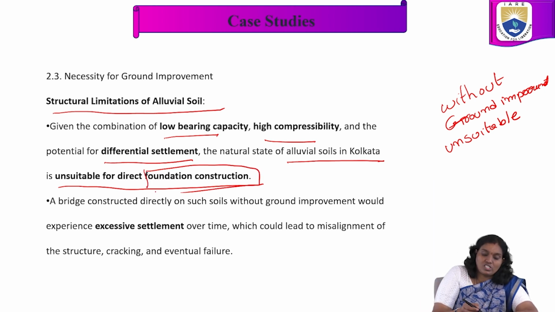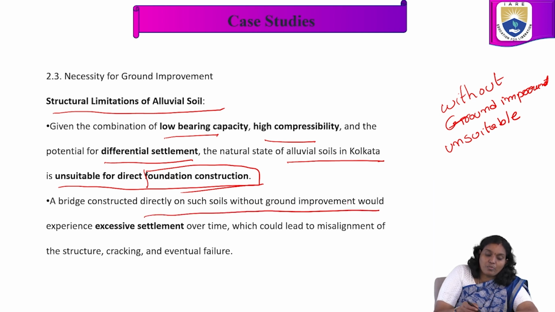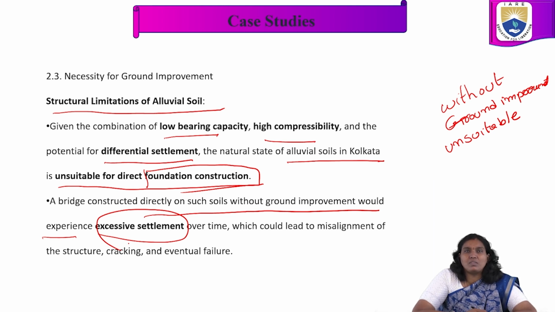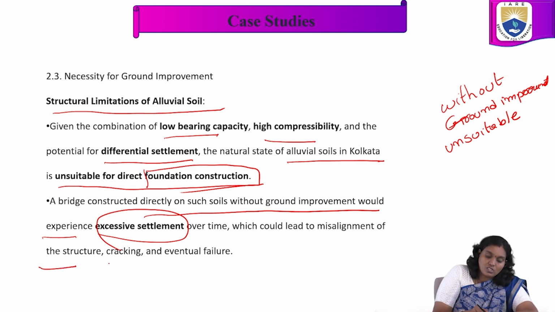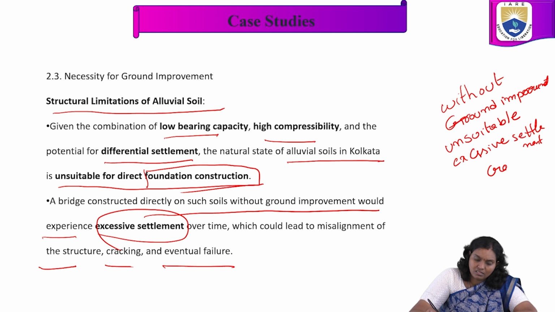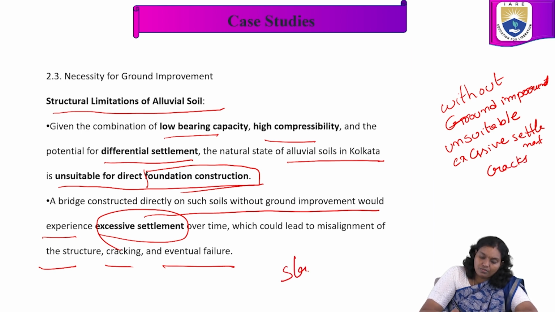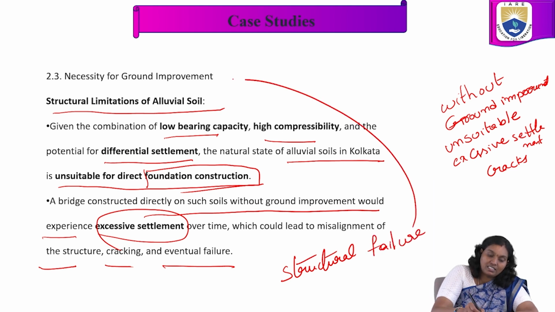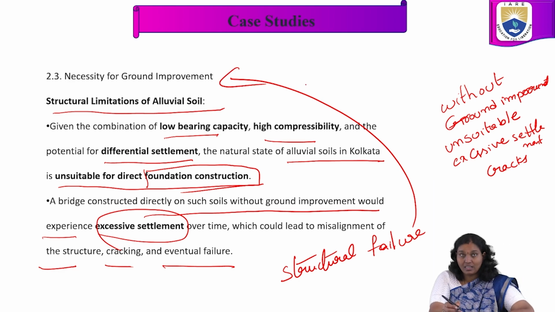A bridge constructed directly on such soils without ground improvement would experience excessive settlement over time, which could lead to misalignment of the structure, cracking, and eventual failure. In these unsuitable conditions, excessive settlement may lead to cracks and structural failure. That's why it is necessary to choose these ground improvement techniques.